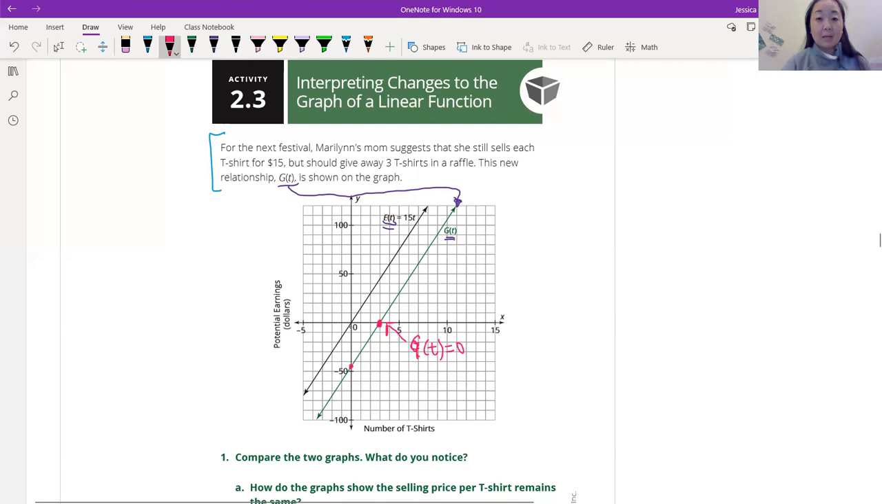How much money did we make? Remember each t-shirt is 15 bucks, so 15 times 3, that's 45. So we're actually $45 in debt. We're in the hole $45, because we didn't sell anything, but we gave away 3 t-shirts. So we didn't earn those $45. That's why we're down $45. If we want to make that up, how many t-shirts do we need to sell? That's where this is. We'll get to that.